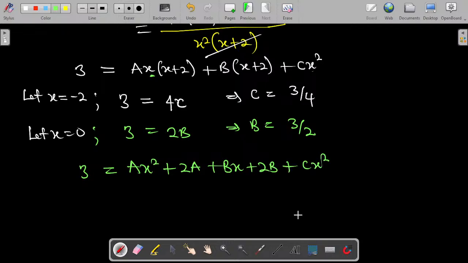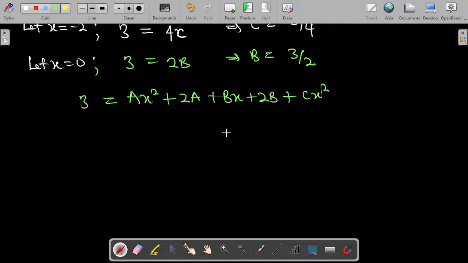All right, so what's that going to be? Remember, we are looking for only a now. The ones that contain a are x squared and constant. So we can use x squared or constant. If we use constant, 3 is equal to, the only constants here are 2a and 2b. And so our constant on the left hand side will be equal to 2a plus 2b.